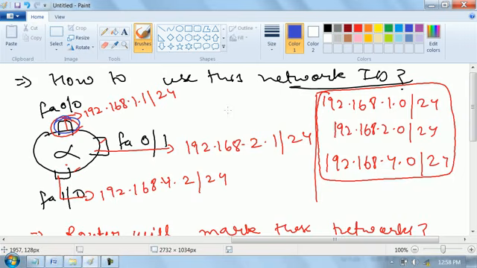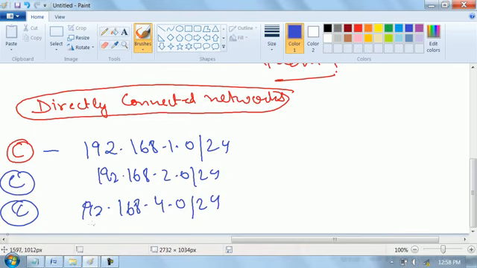Now the router will check the destination IP. Destination IP is 192.168.4.10. The router will check: do I know about this network? Yes. The router has an entry in its routing table. What is the entry? That I know about the 192.168.4.0 network. But the router is not able to forward the packet. Why? Because the router does not know which interface this network is connected to.